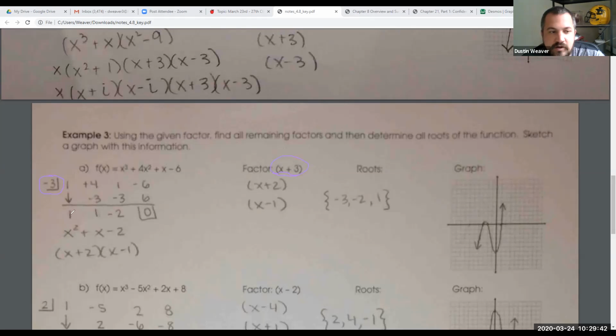Once we bring the first number down, what is the next step in synthetic division? After we bring the first number down, what would we do?